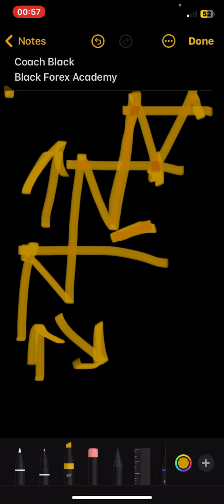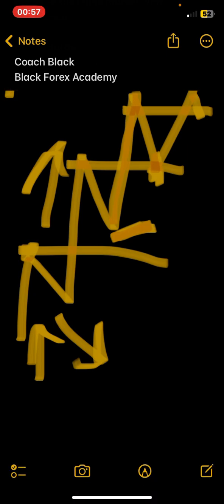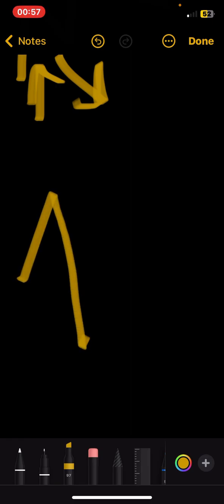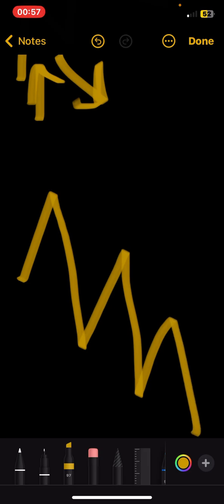So now let's identify a downtrend. Let's see how a downtrend looks like. It's the opposite of an uptrend. So for a downtrend, this is how it looks. You will see the market doing something like this, which is the opposite of the uptrend.